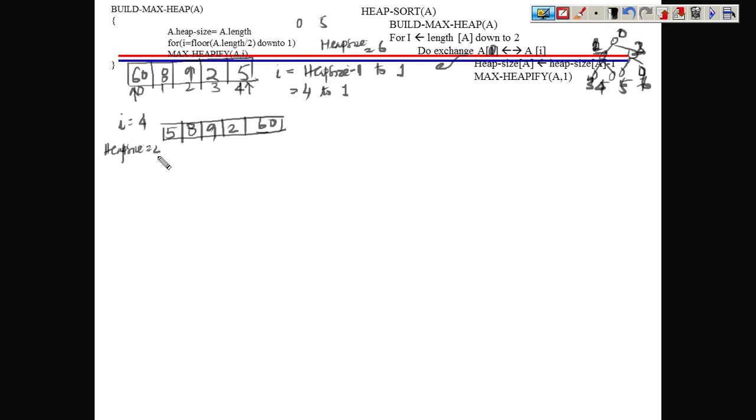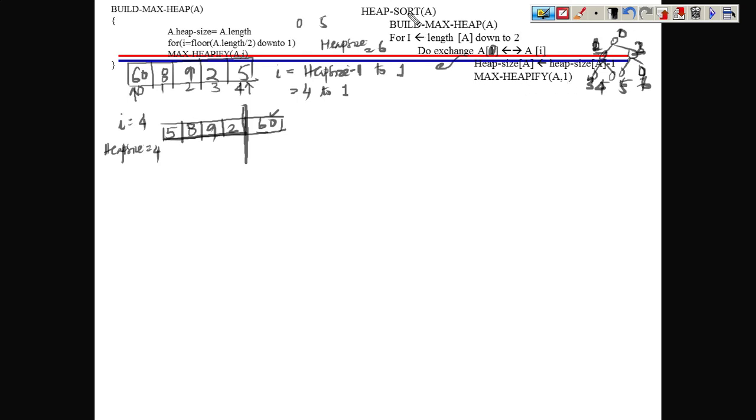Heap size is 4. That means now we are working only on this part. This is out. This means that we have already placed one element in the correct position. You can see that 60 is the highest, maximum element, and we have placed it at the right position. Then we have to call Maxheapify A1.